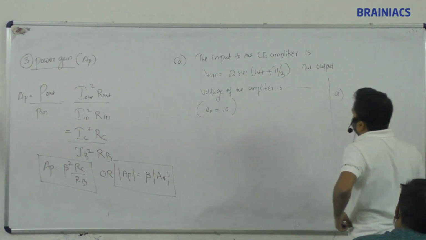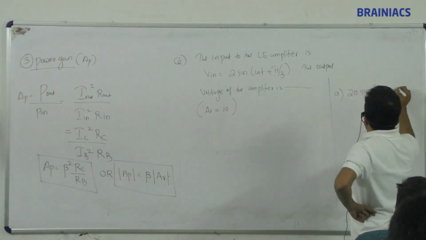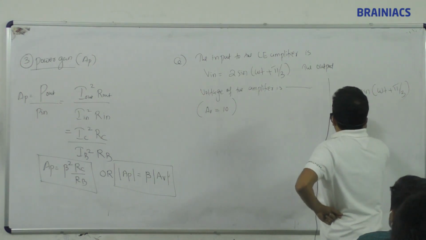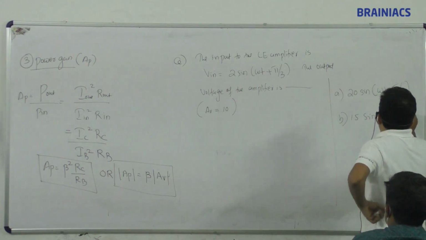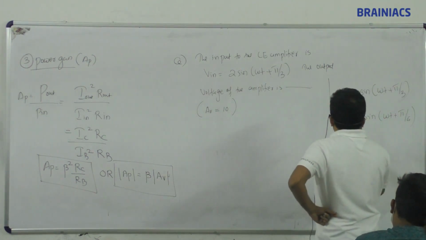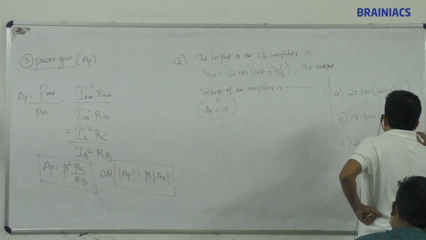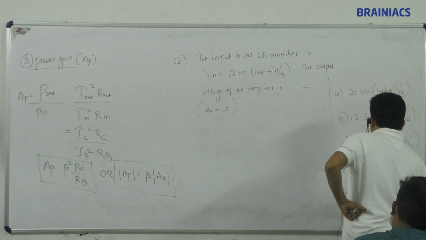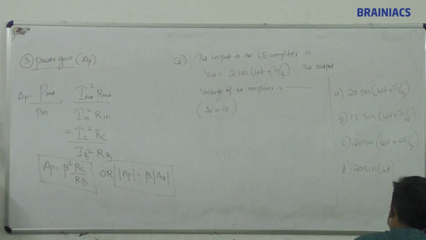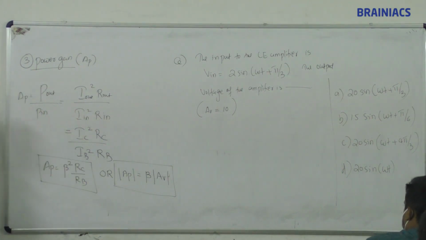So 4 options: 20 into sine of omega t plus pi by 3, 15 into sine of omega t plus pi by 6. Third option: 20 into sine of omega t plus 4 pi by 3. Fourth option: 20 into sine of omega t. What will come as an answer?